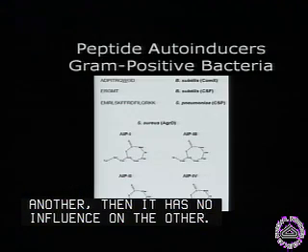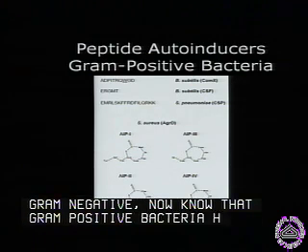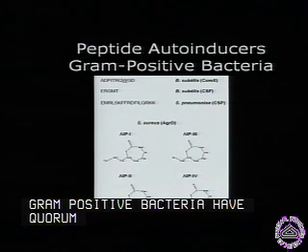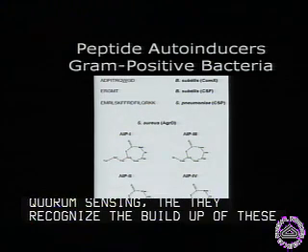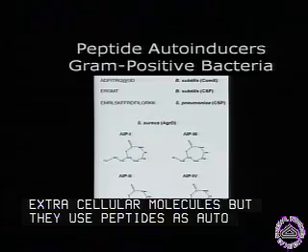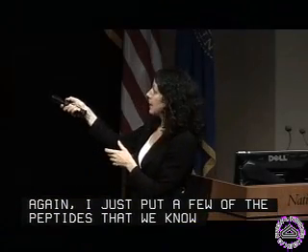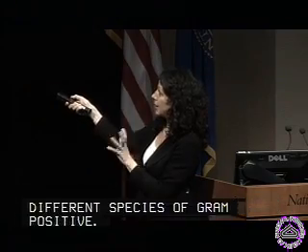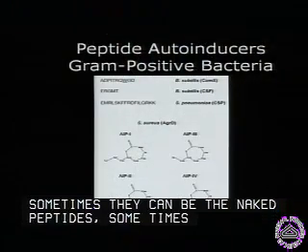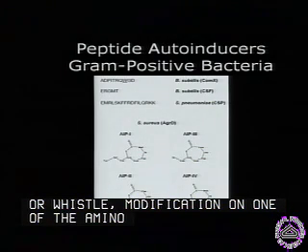We also now know that gram-positive bacteria have quorum sensing, and so the idea is exactly the same. They're recognizing the buildup of these extracellular molecules, but they use peptides as their autoinducers. And so again, I just put a few of the peptides that we know from different species of gram-positive bacteria. Sometimes they can just be the naked peptide, sometimes they can have a bell or a whistle, a modification on one of the amino acids, or they can be cyclized. But the rules are exactly the same.